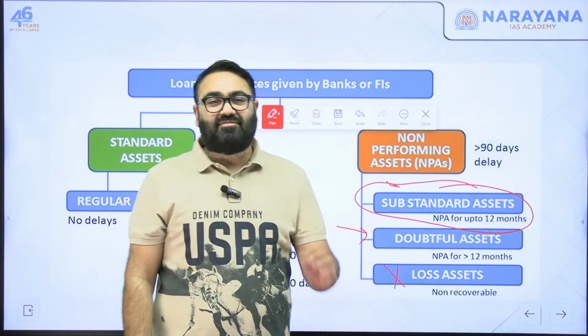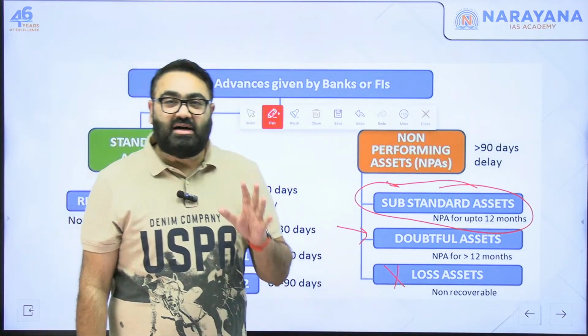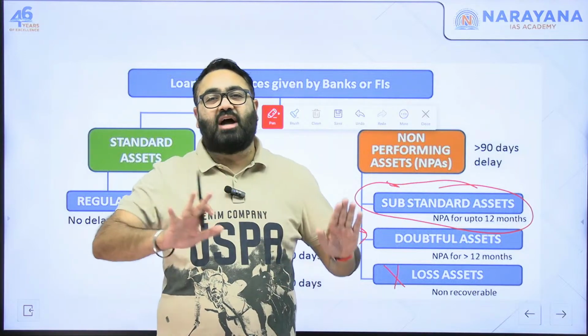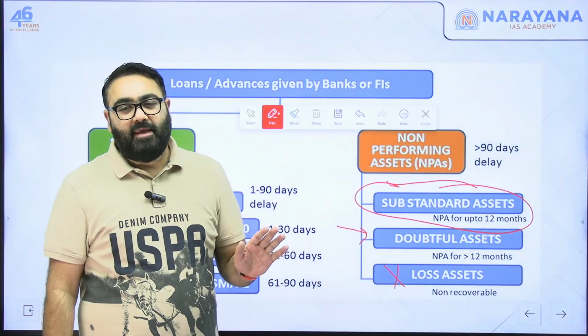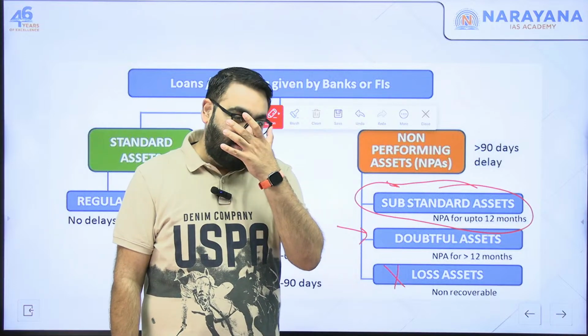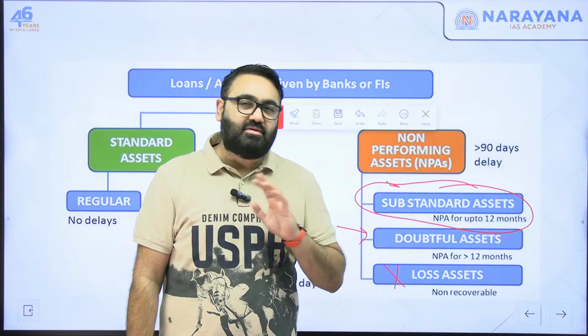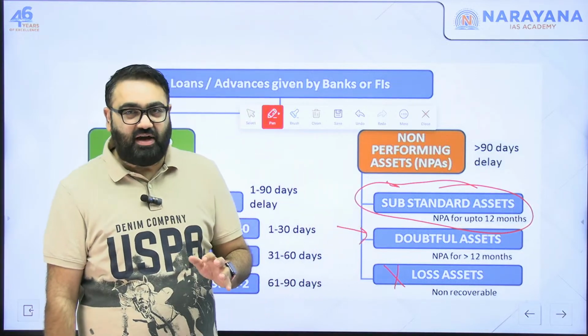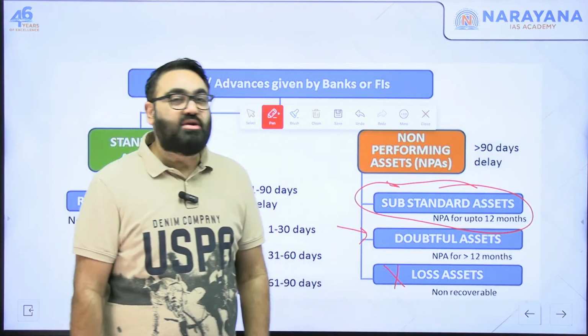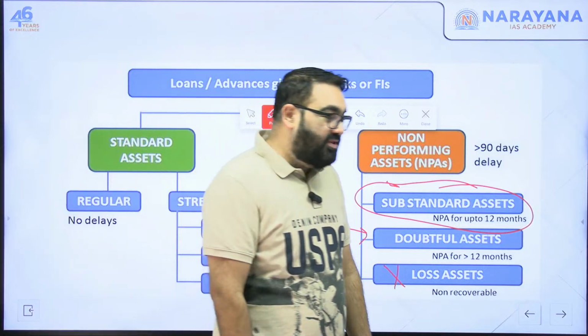Loss asset is when the banks certify that now there is zero chance of us getting the money back. So when the banks accept the inevitable that now we can't get the money back, this is too long gone, we have no chance of getting it back, this event becomes non-recoverable. This is something that the banks don't like.